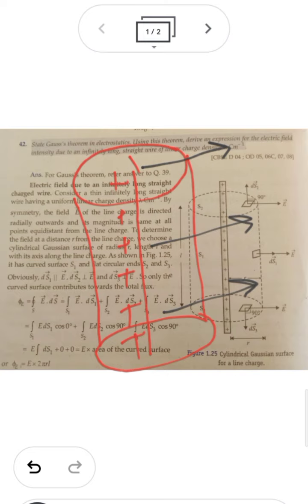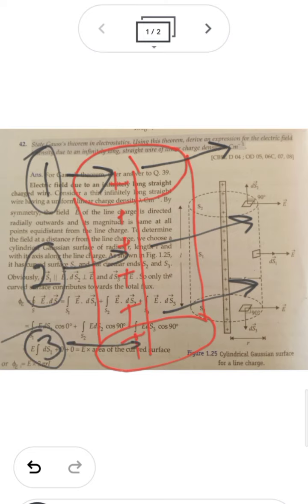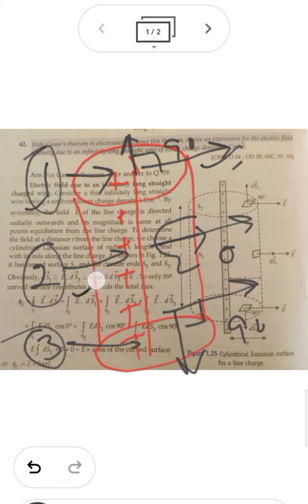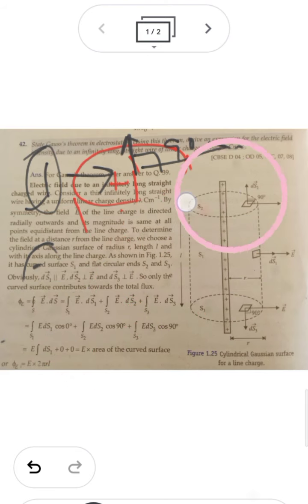It means that you have further divided this one into three parts. This one is the first part, this one is the second part, and this one is the third part. Over here the surface is in the downward direction, so it is making an angle of 90 degree. Here this surface is in the same direction, so it is making an angle of 0 degree. Here the surface is making an angle of 90 degree. So in case of the first one the angle is 90 degree, in case of the second one the angle is 0, and in case of the third one the angle is 90 degree.